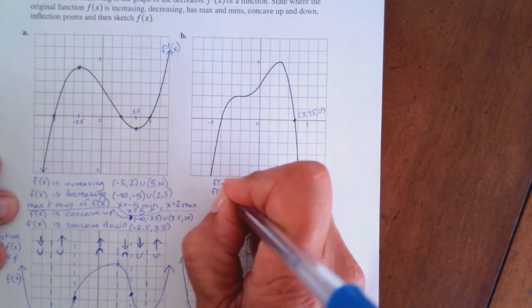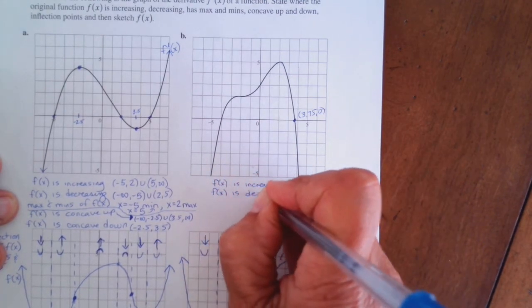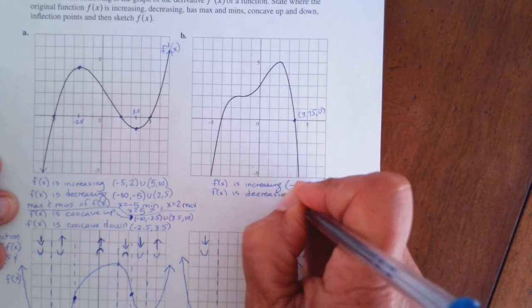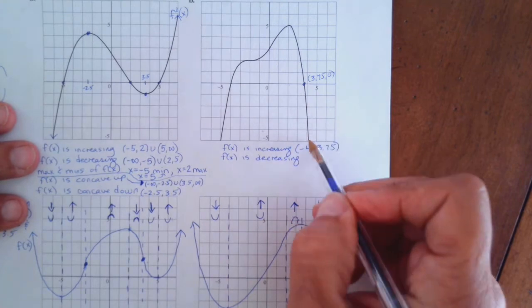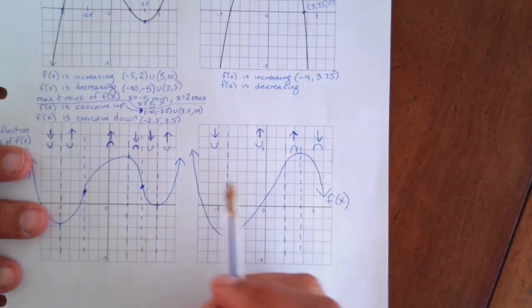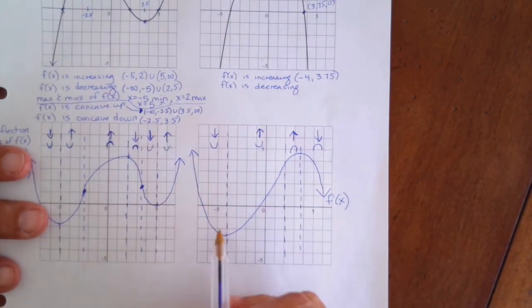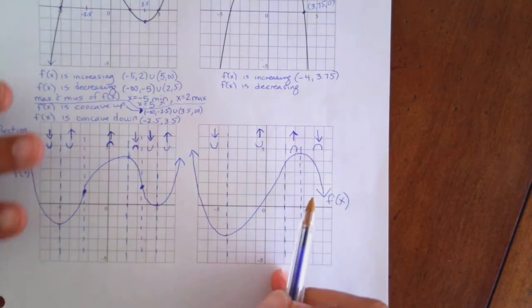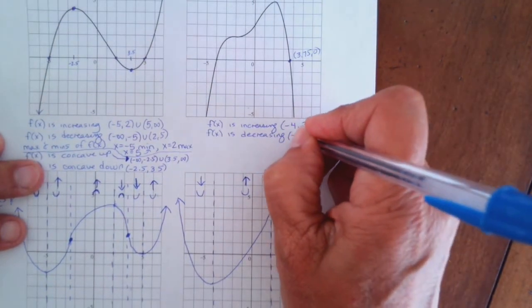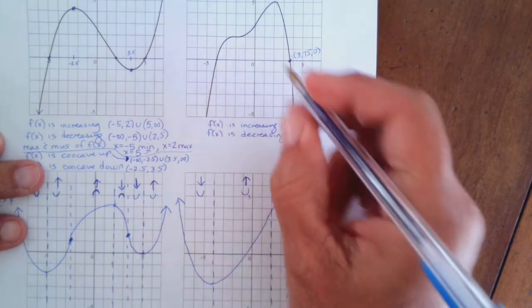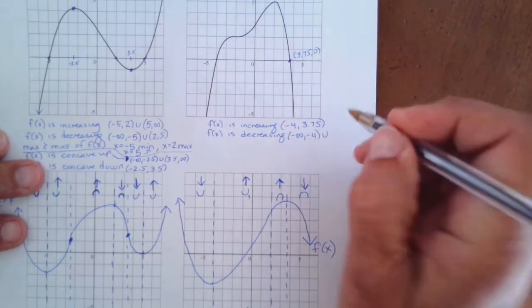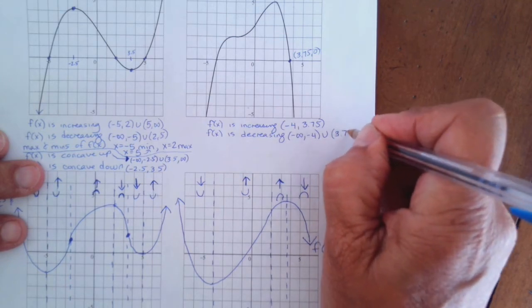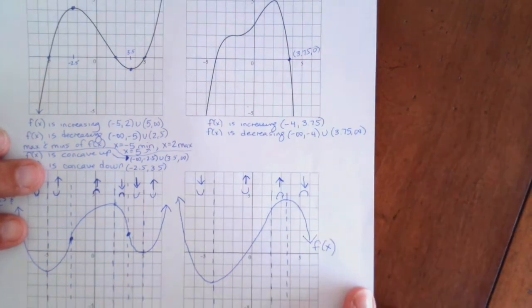Where's your function decreasing? If you're looking at the derivative, where it's below the x-axis, so that would be here and here. If you're looking at your function, it would be where it's decreasing. So here and here. So same thing. So -infinity till we get to -4, and then 3.75 to infinity. Okay. Either way you want to look at it.